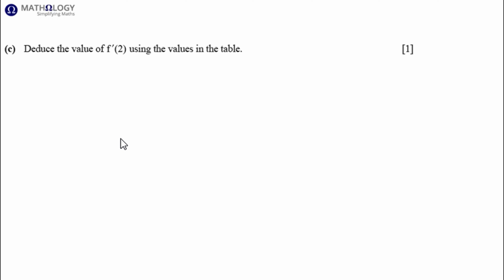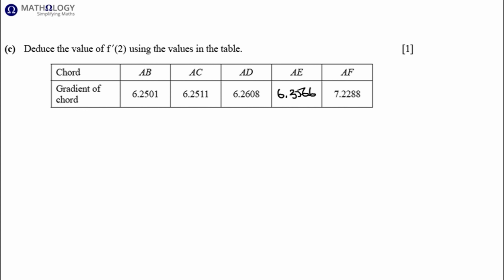Finally, we're required to deduce the value of f prime 2 using the values in the table. So if we just take a closer look at this, we have points A, B, C, D, E, and F, and each of the points forms a chord with A, and we've got the gradient of each of those chords. The gradient of chord AB is 6.2501, the gradient of chord AC 6.2511, of AD 6.2608, AE 6.3566, and AF 7.2288.